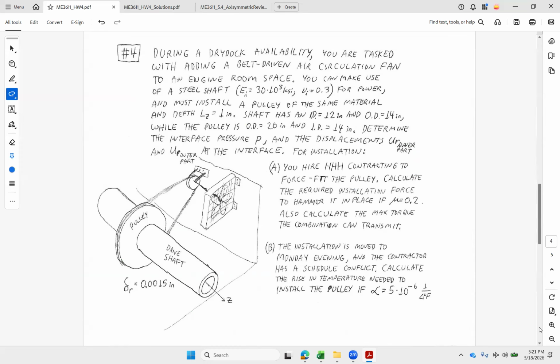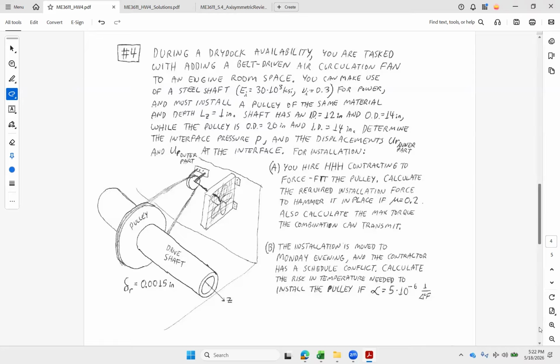All right, dry dock availability. We want to add a cooling fan down in the engine room. We're just going to slip a pulley onto this existing accessory drive shaft. So we don't need a whole lot of torque. We just need to install it on there. We've got a pulley here. Shaft is going to have a 12-inch inner diameter, 14 outer, so 1 inch thick. And our pulley is going to be 20-inch outer diameter and 14 on the inside. Remember, approximately the same dimension at the interface there.